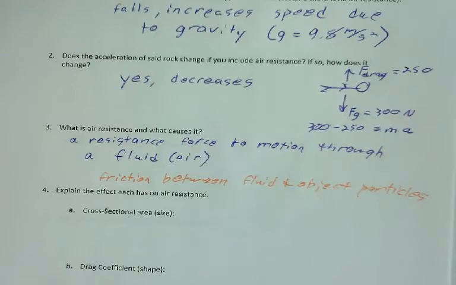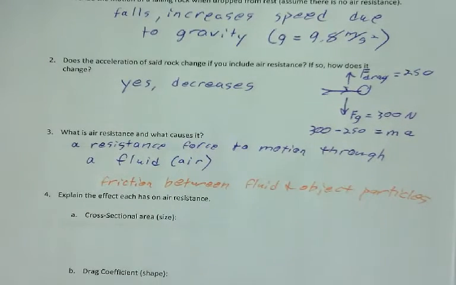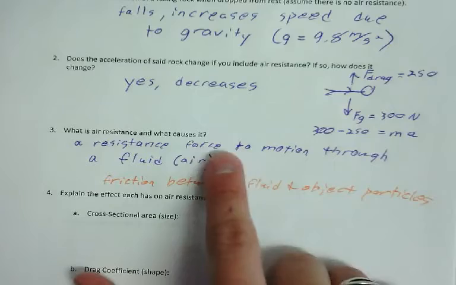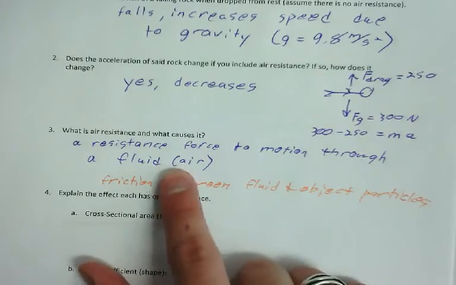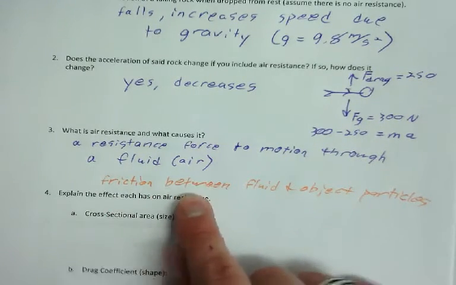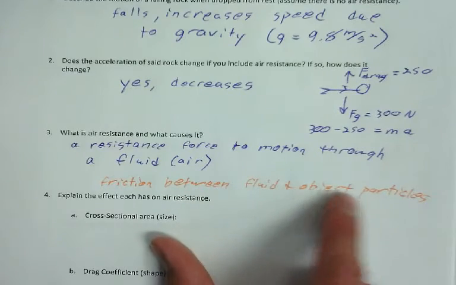So before we go too much further, any questions on 1 through 3? That's kind of setting up the story. Yeah? Read where it says number 3 what friction is. It's a resistance force to motion through a fluid, and the fluid is air. And this is friction between fluid and object particles.